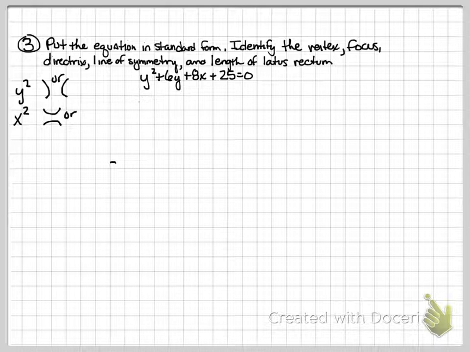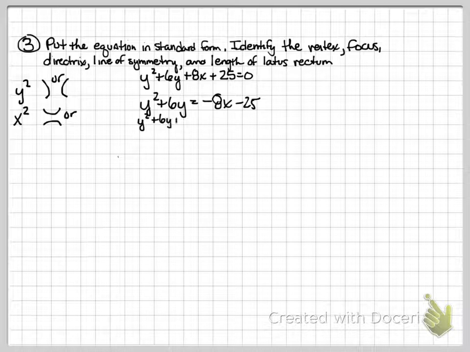Okay, so I'm going to clean it up a little bit. So I'm going to put y squared plus 6y equals negative 8x minus 25. So I'm going to get my y squared by itself. Complete the square. Y squared plus 6y plus, remember you're going to divide that by 2 and square it. So 6 divided by 2 is 3.